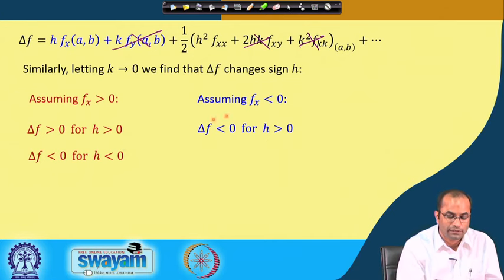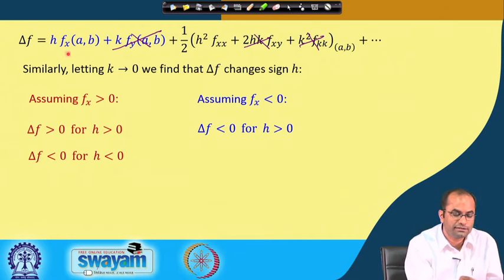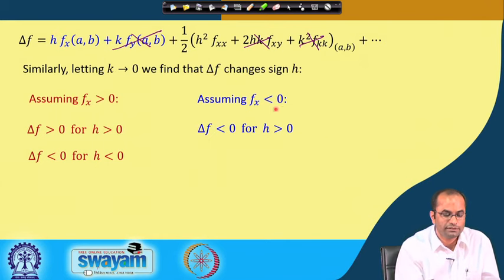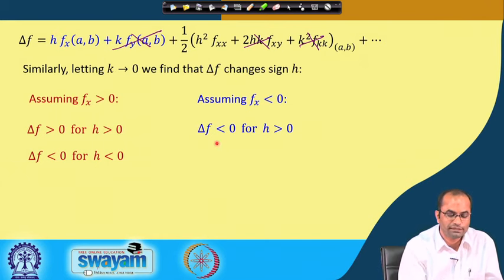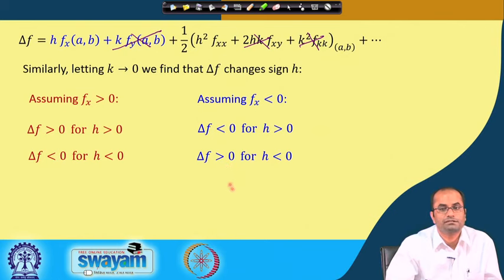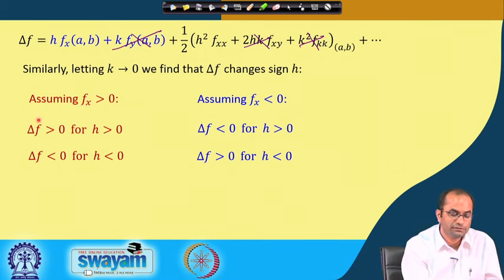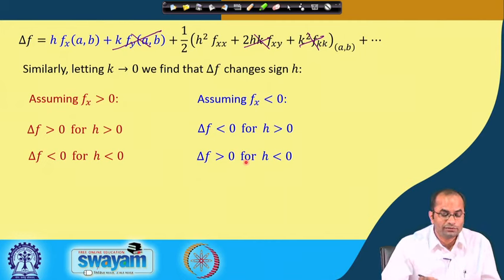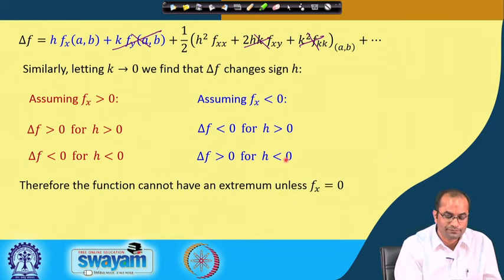Here, assuming f x is less than 0, the sign will depend on h. If h is positive, delta f is negative, and if h is negative, then delta f is positive. So again the same argument: in the neighborhood of this point a b, delta f is changing its sign, whether it is positive or negative. So to have a b as a point of local extremum, we must have f x equal to 0.